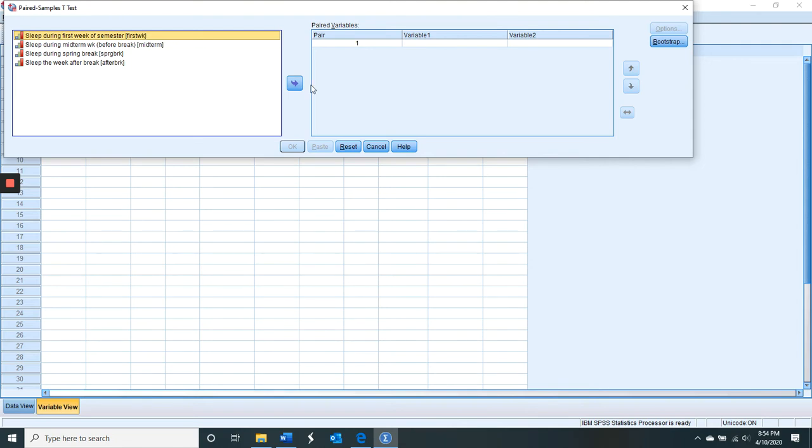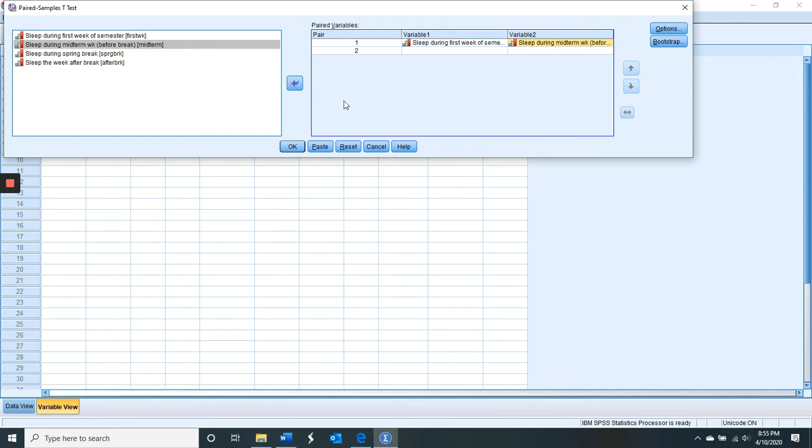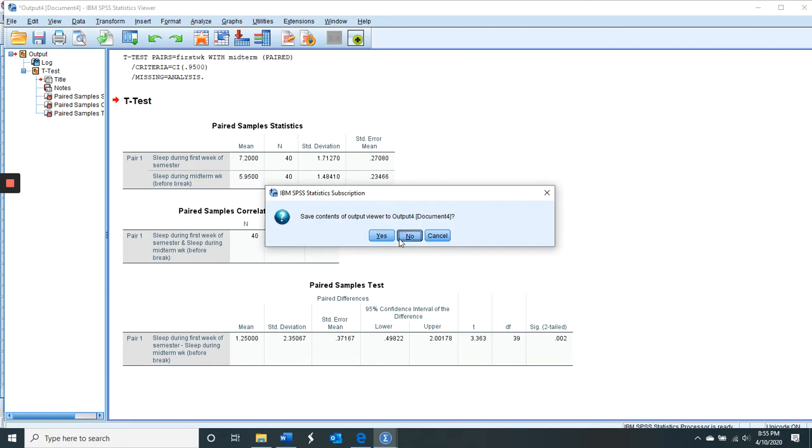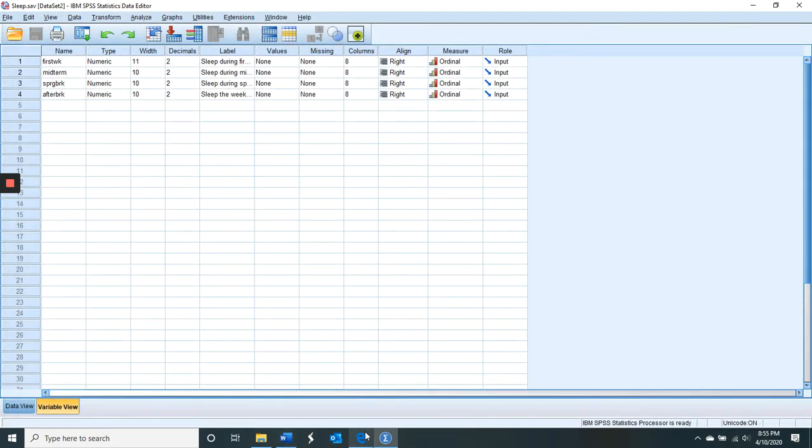Click over the first thing you want to compare. So in this case, we're comparing first week versus midterm. Everybody in our sample reported how much they slept during the first week of the semester, and everybody in our sample reported how much they slept during the midterm week before break. So we click over the first variable, first week of the semester, and we click over the midterm week. And that's all we do. We press OK, and there we go. We have the output. So very simple. Just put those in bullet points, and you'll be good to go.